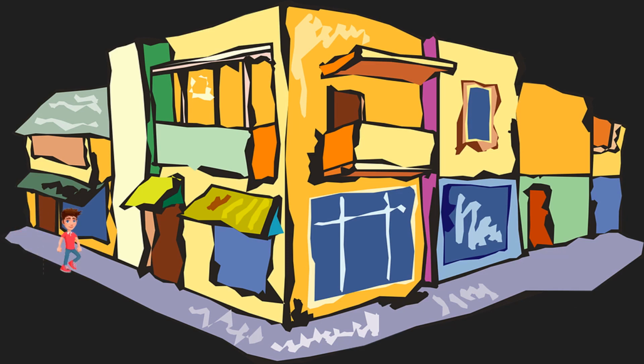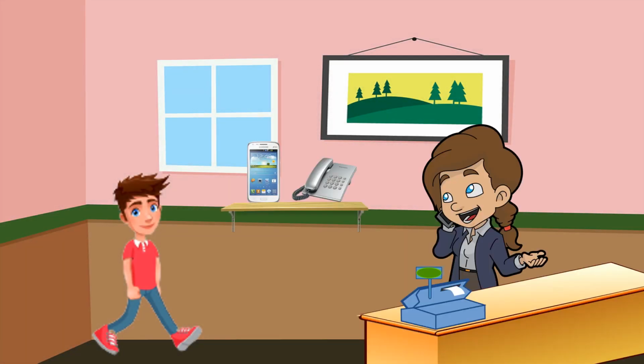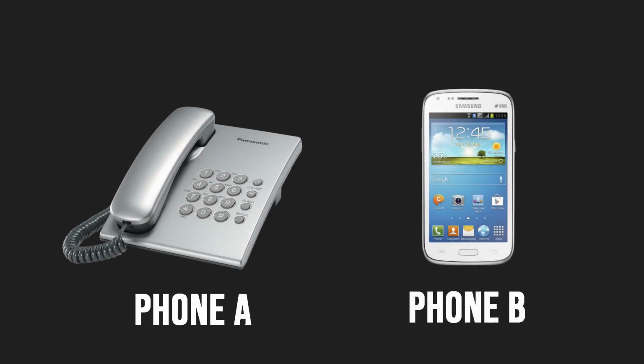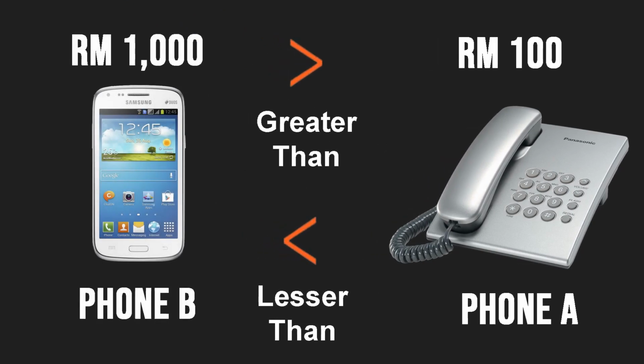Abu is visiting a phone shop to purchase a phone. In the shop, he has two different types of phones to choose from. Let's call this phone A and this phone B. The price for phone A is RM100 and the price for phone B is RM1000. In this case, we can say the price of phone B is greater than phone A. In other terms, we can also say the price of phone A is lesser than phone B.